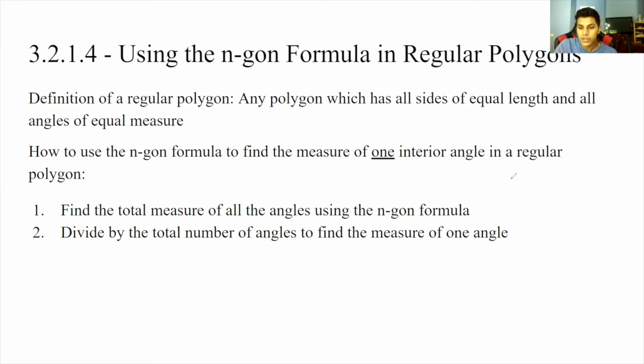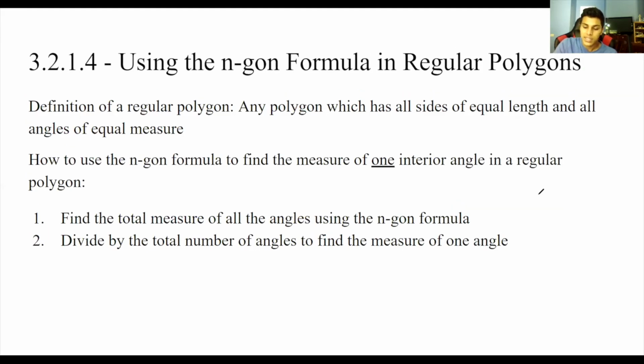And if you think about it, the reason it works is because say you had a total degree measure in a shape of 180, which you know we're talking about a triangle here, since this is the sum of all the degrees. Well, if you were to divide that by 3, because there are 3 different angles, then that will give you 60 degrees per angle, since all the angles are equal in a regular polygon. And you can use this in any regular polygon to find the measure of one interior angle.